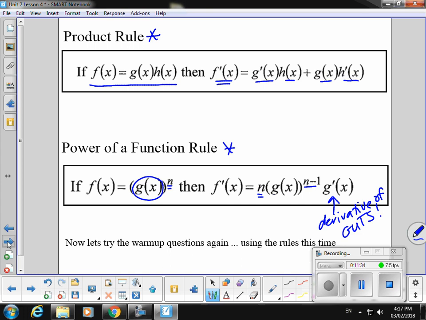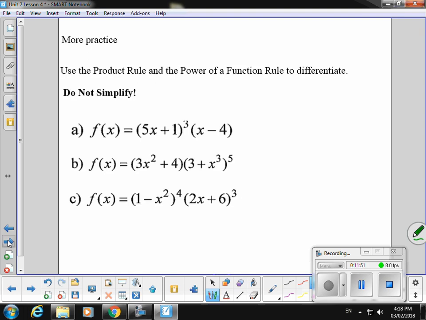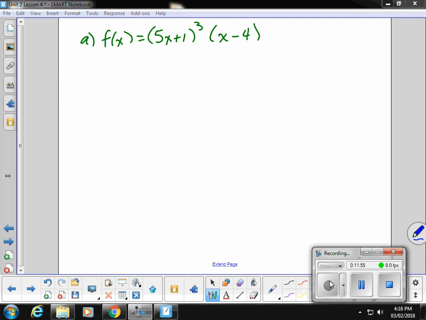Okay, we're going to do a couple more, and we're going to use the rules the way they are. Okay, f of x equals (x squared plus 2) times, oh, sorry, those are the ones we just did, onwards and upwards. (5x plus 1) cubed times (x minus 4). I like this example, and not just because I made it up, but because it has a power rule and a product in it. And I could probably convince you that expanding that thing for a half an hour might not be worth your time.